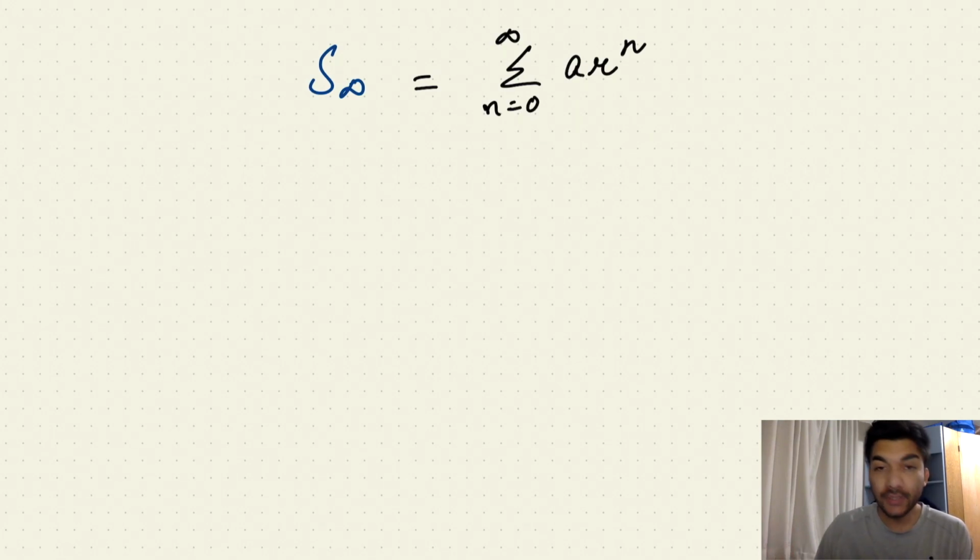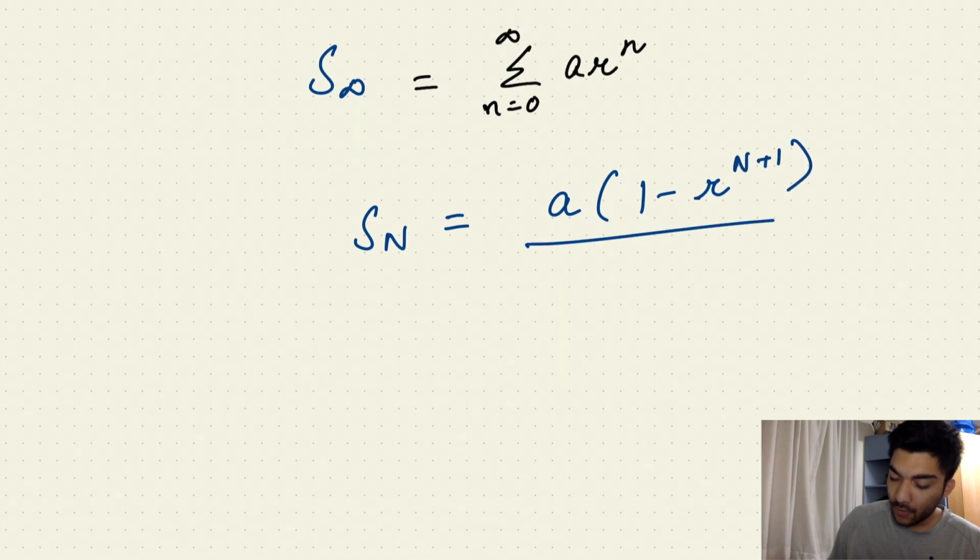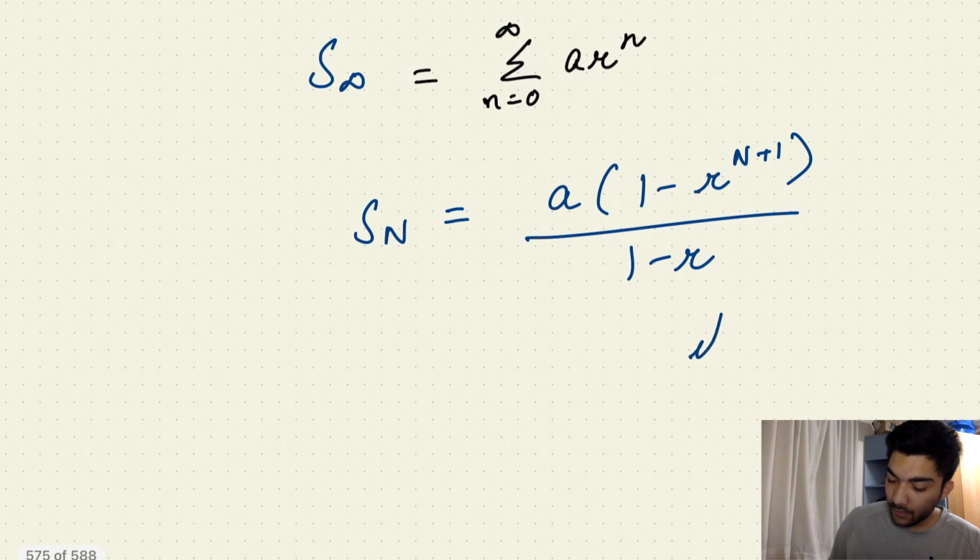So let's continue our discussion on geometric series, and in this video let's find a formula for the sum of an infinite geometric series. In the last videos we covered the formula for a finite geometric series when we had finite terms, and we calculated this formula to be a times (1 minus r to the power n plus 1) upon 1 minus r, for all values of r not equal to 1.